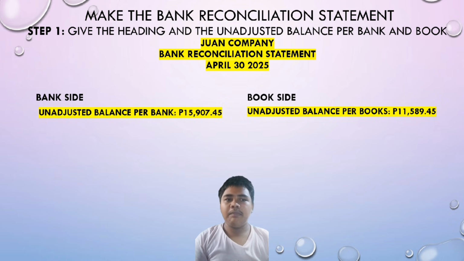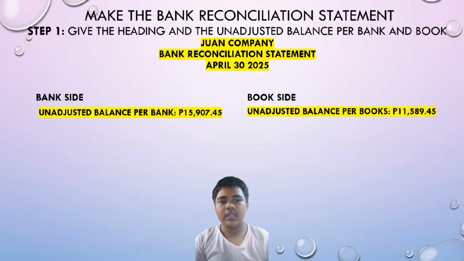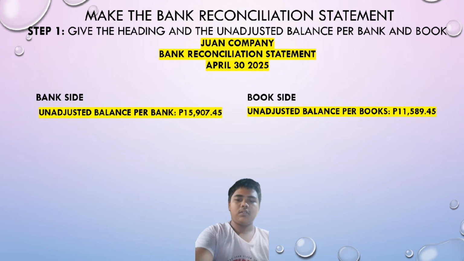Step 1. Give the heading and the unadjusted balance per bank and book. Here's our heading. The company, which is one company. Our statement, which is bank reconciliation statement. And our date, which is April 30, 2025. Here's our bank side. Our unadjusted balance per bank is 15,907 pesos and 45 cents. In our book side, here's our unadjusted balance per book, which is 11,589 pesos and 45 cents.